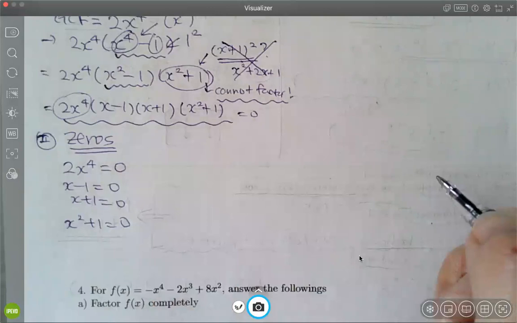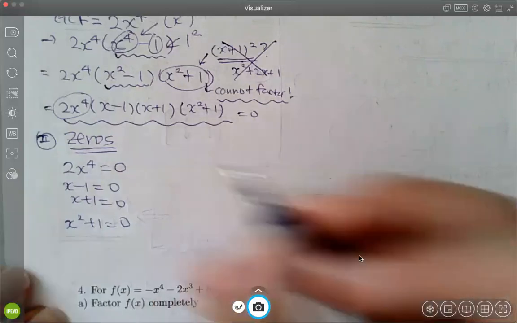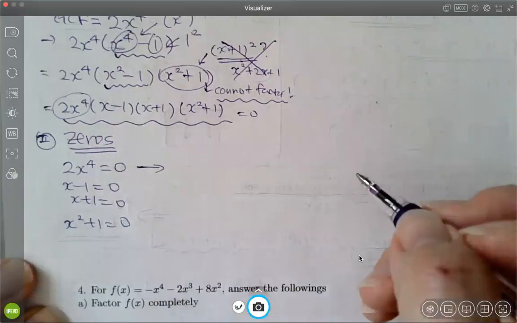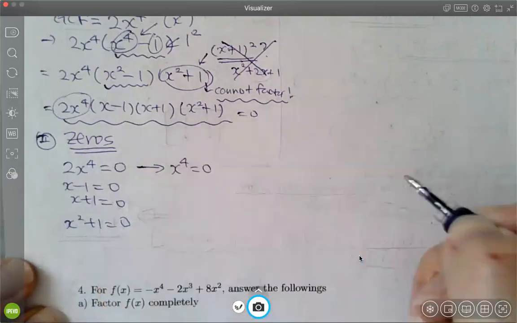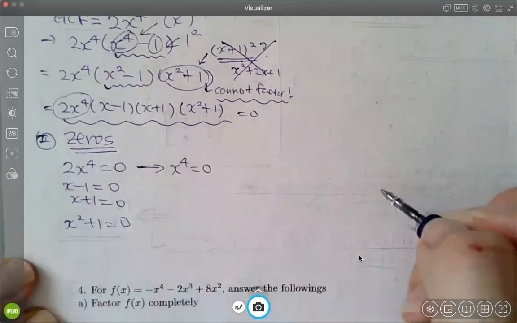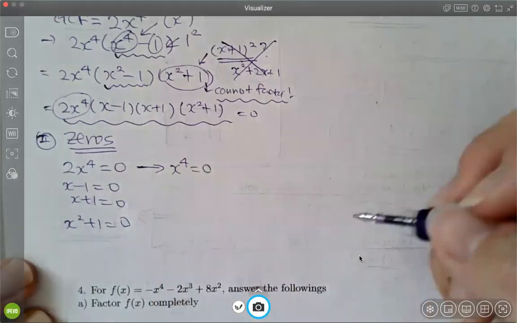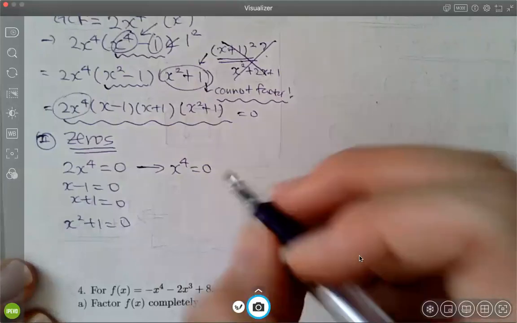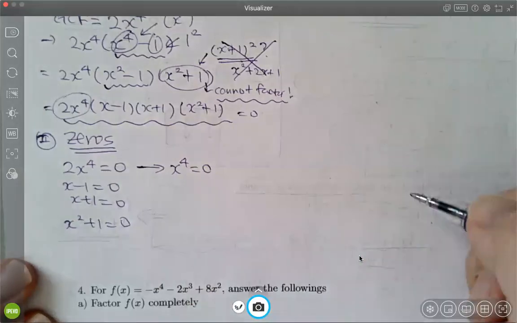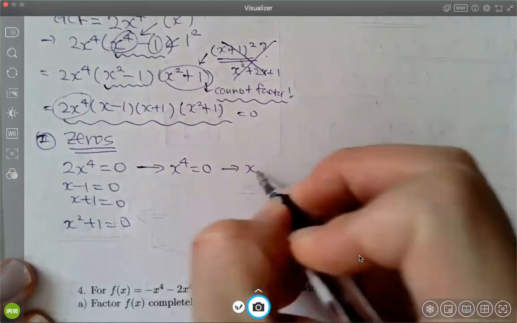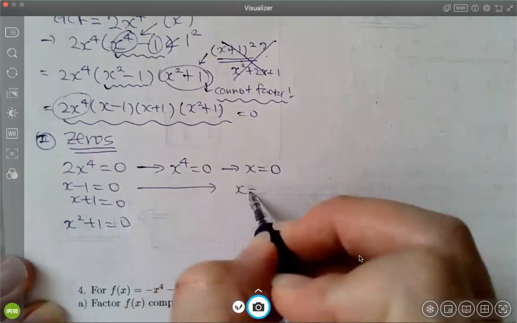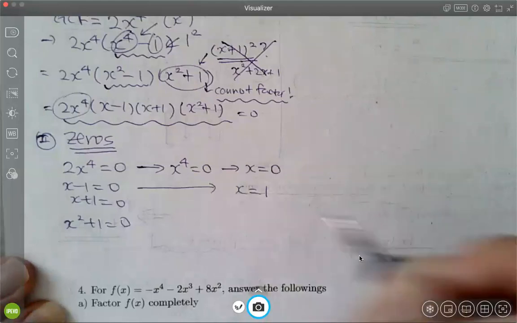Okay, and now, how do you solve the first equation? You divide by 2, so you get x to the fourth is equal to 0. Now the fourth power may scare you, but you are raising something to the fourth power and the answer is equal to 0. So what has to be the value of x? The simplest one, right? Okay, this means x is equal to 1. That means x is equal to -1.